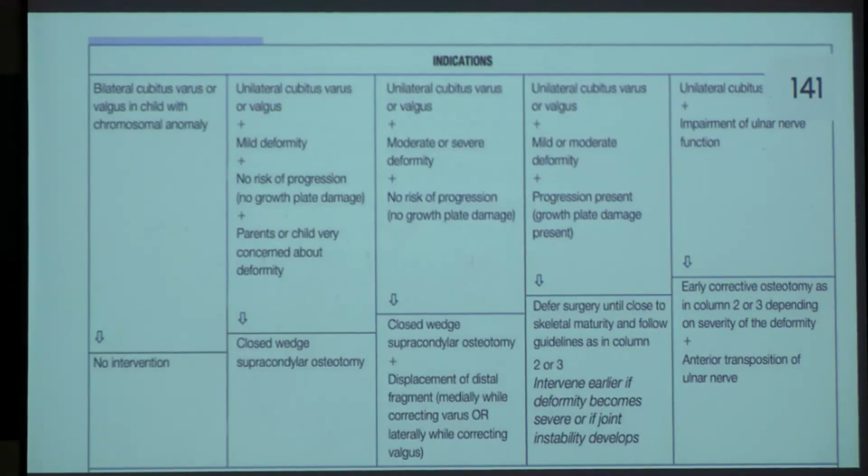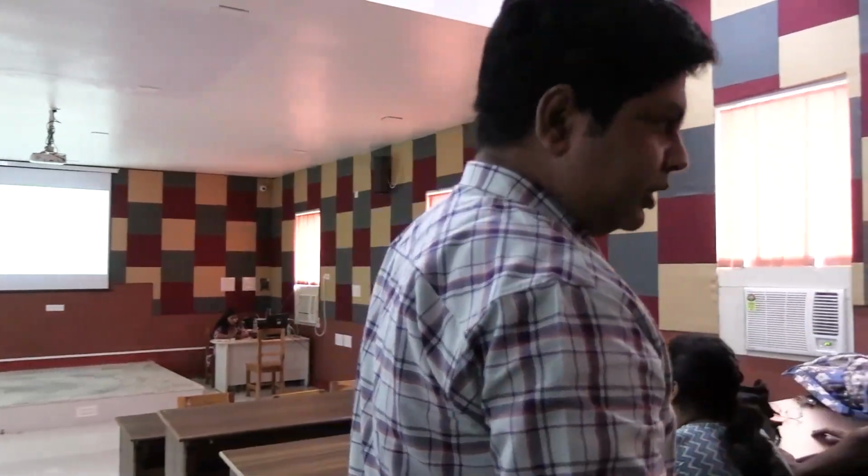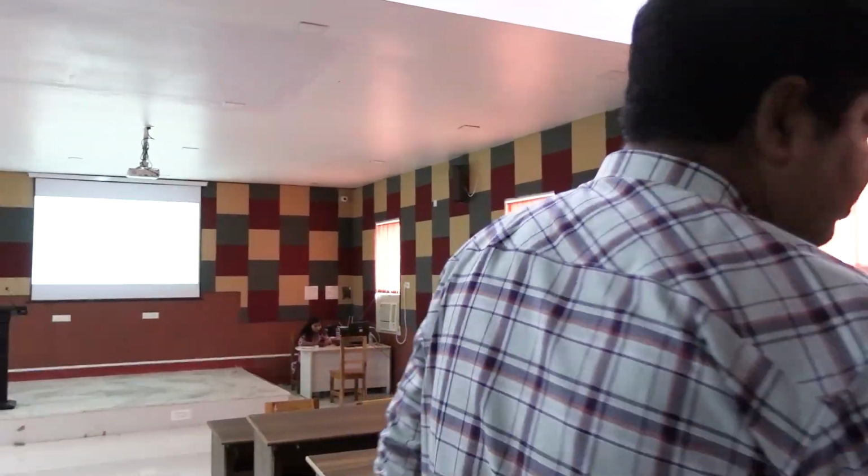Okay, what operation you will do, there is no need to know more than the basic thing. You have to mention that you have to do an osteotomy correction. You have to correct the angularity. Osteotomy, how many types? You have to know just the basic thing. Two types: close wedge osteotomy and open wedge osteotomy.